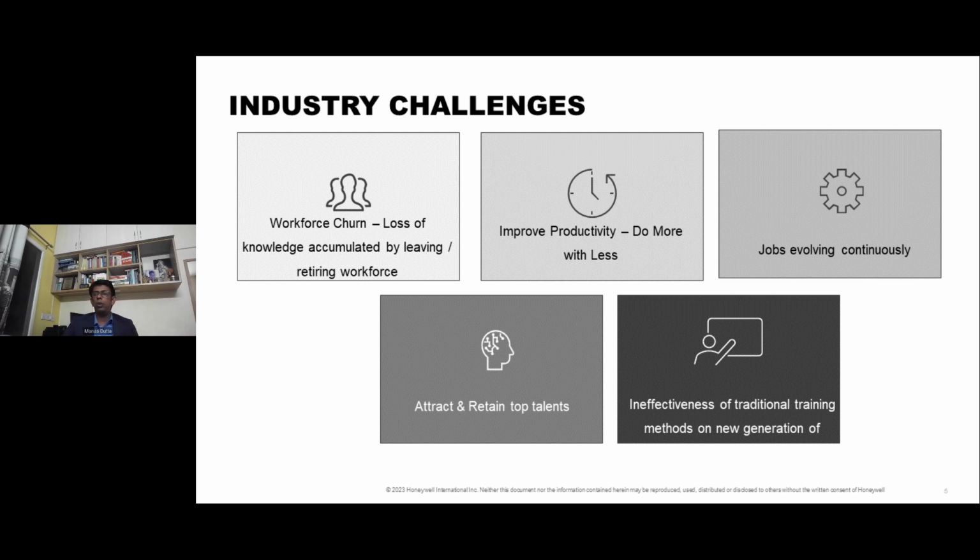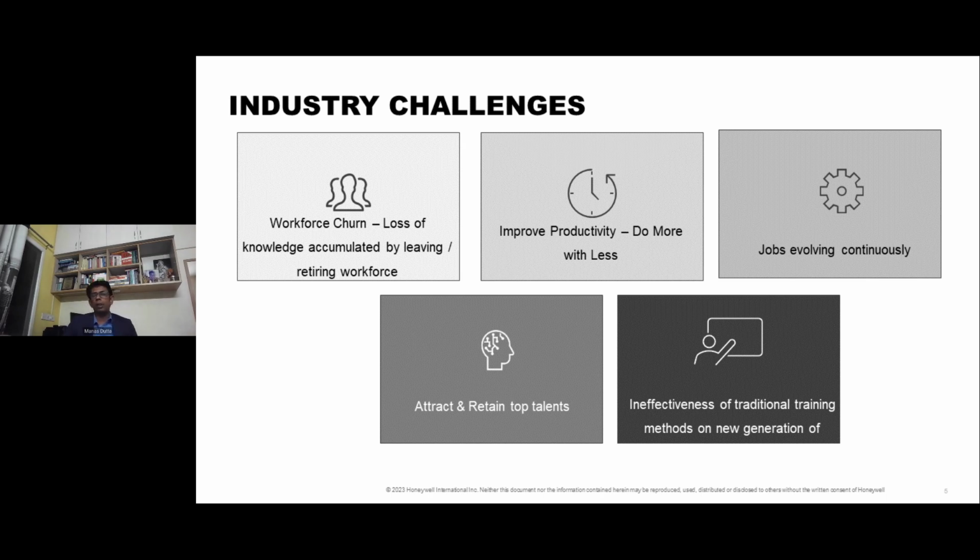They have to do more with less. The number of workers working in the facility is going down day by day, but the expectations on production and on margin are increasing. So how can we help industries or manufacturing facilities to improve the productivity of the workforce, whoever is working, and make them more efficient?